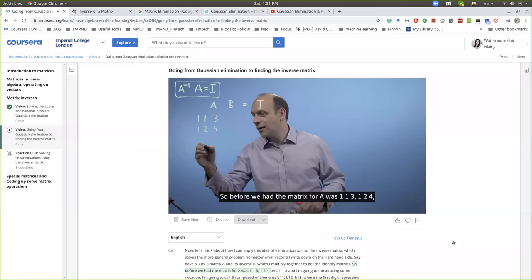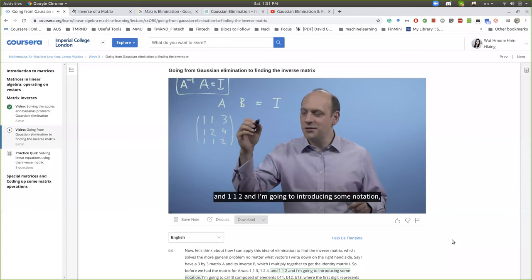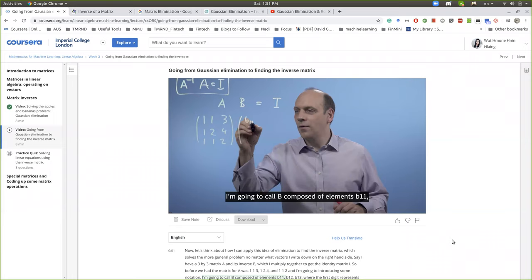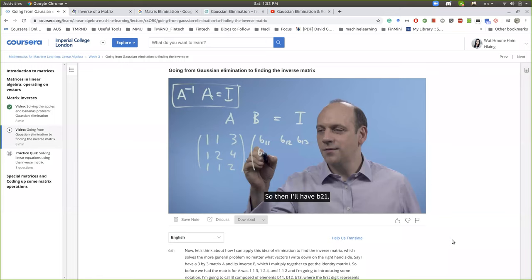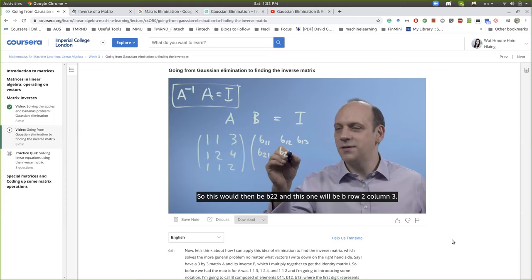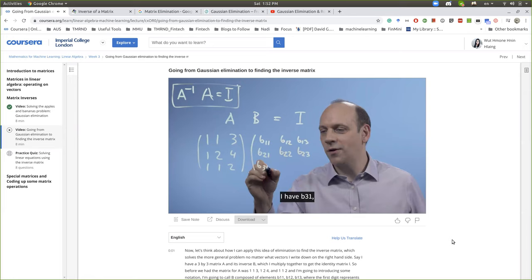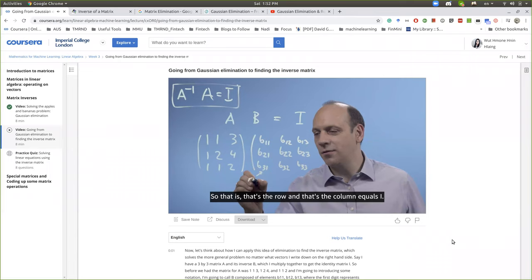2. And B here, I'm going to actually introduce some notation. I'm going to call B composed of elements B11, B12, B13, where the first digit represents the row. So then I'll have B21. The second digit represents the column. So this would then be B22, and this one would be B row 2, column 3. So I'll have B31, B32, B33. So that's the row, and that's the column.